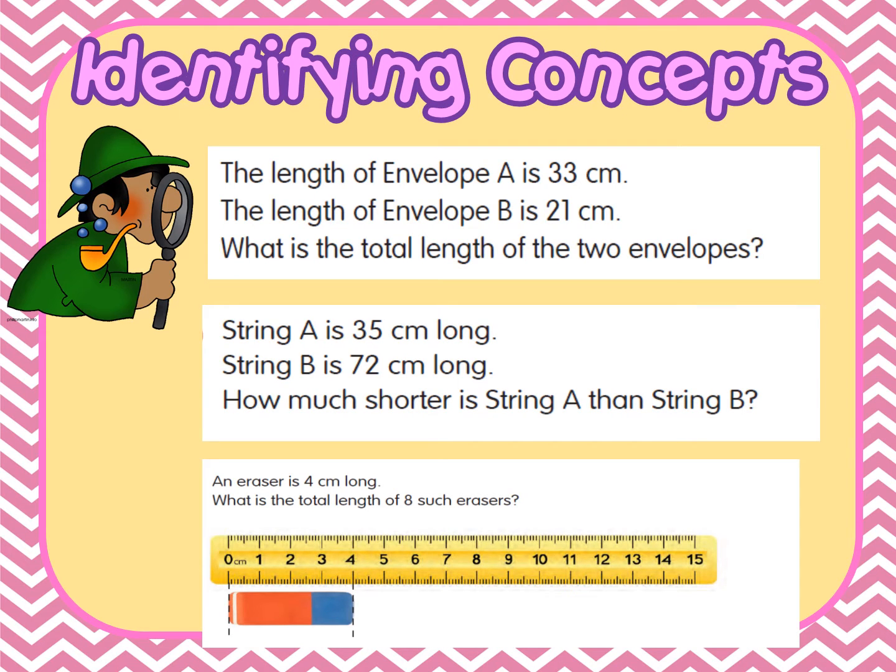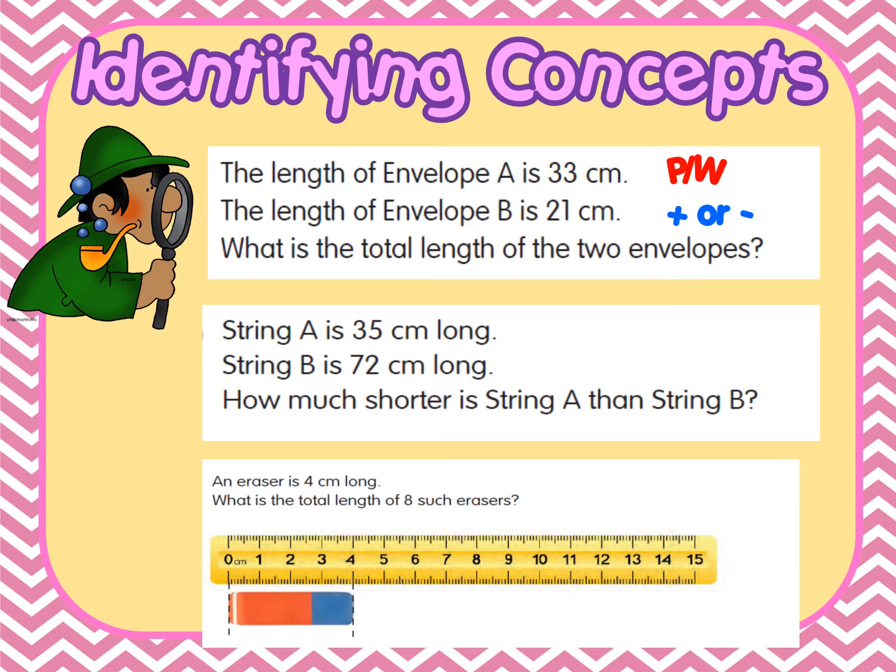So now we are going to look at these problems and we are going to identify the concepts. Let's take a look at the first one. The length of envelope A is 33 cm. The length of envelope B is 21 cm. What is the total length of the two envelopes? What kind of concept is behind this word problem? Well, it seems to me that it is a part whole concept, right? For this type of question, you will have to draw your part whole model and decide on the position of the question mark. Use the position of the question mark to decide on your method.